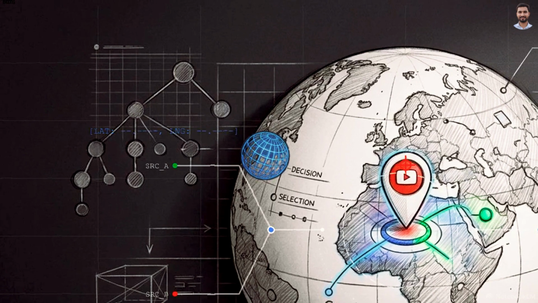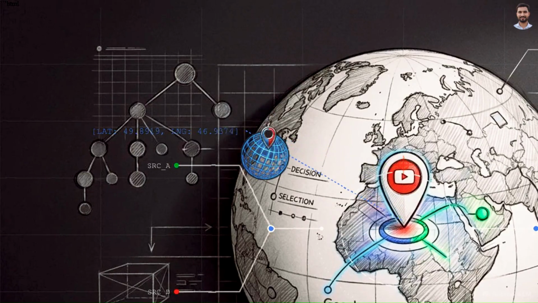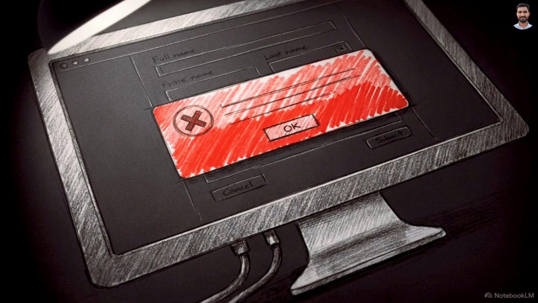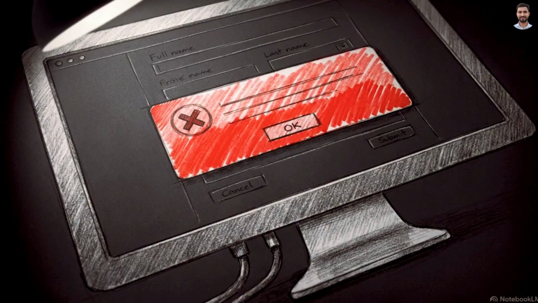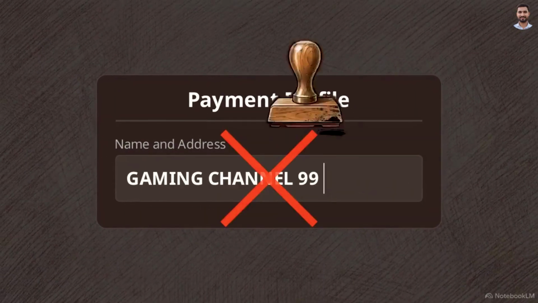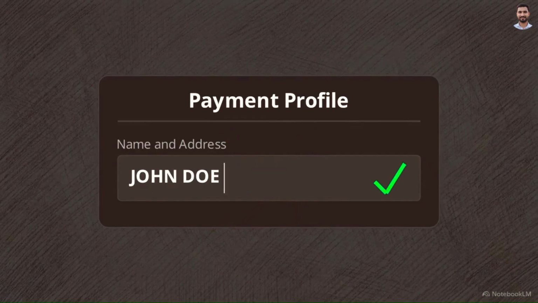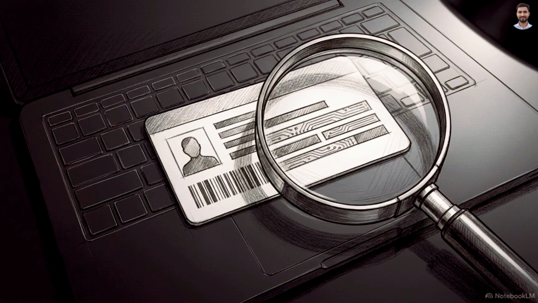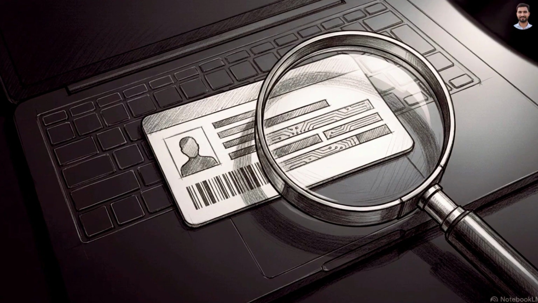This is a common failure point for many applications. When filling out the payment profile, creators often mistakenly use their channel name. You must enter your actual legal name. Every character you type must perfectly match the spelling on your government-issued ID, like an Aadhaar or a PAN card, because Google will audit this information later to verify your identity.